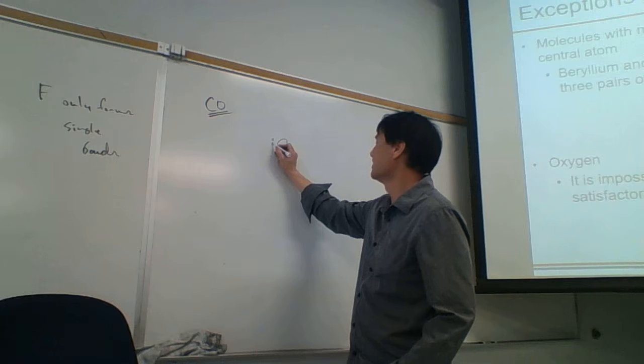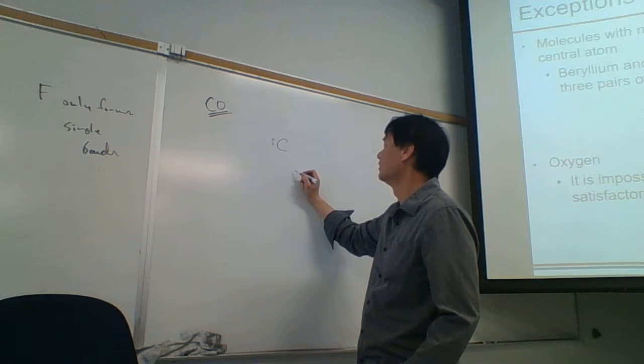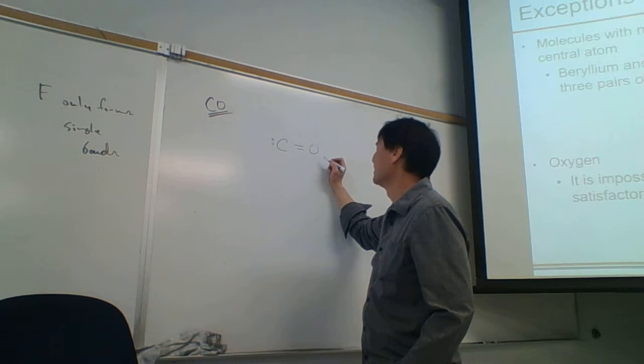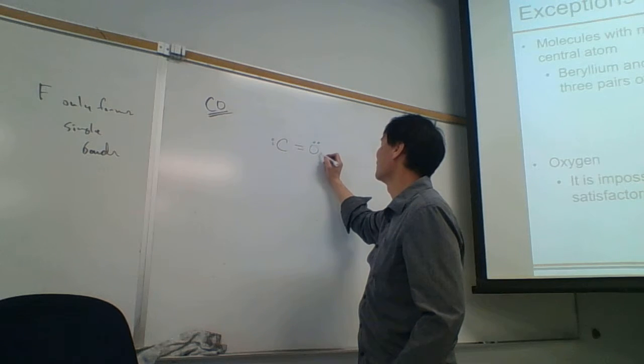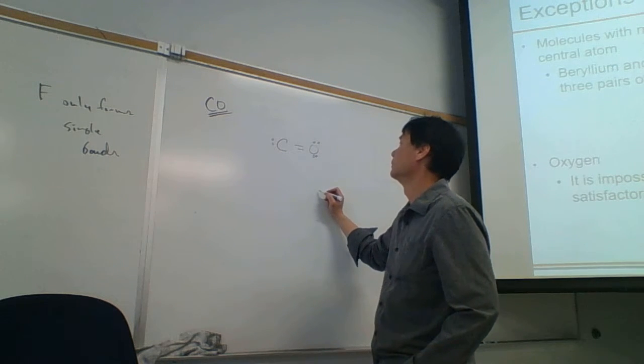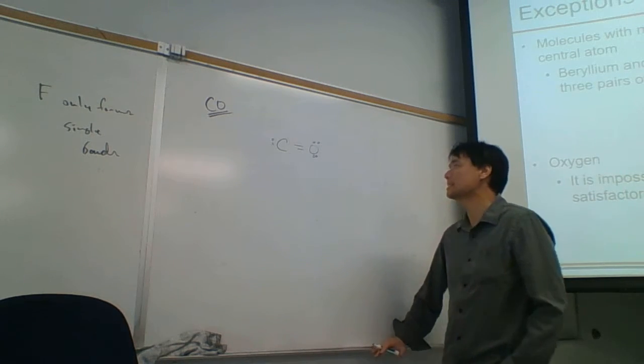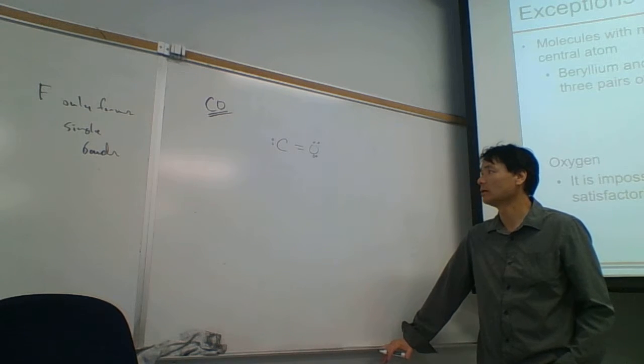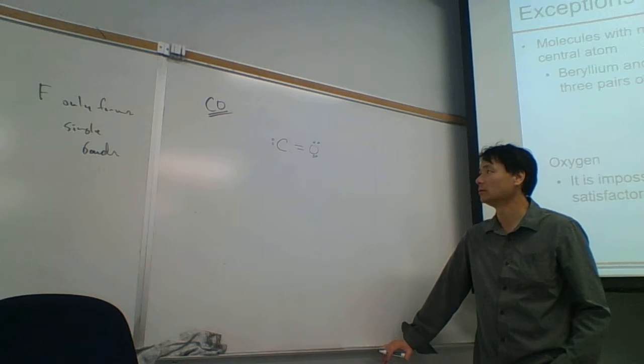Carbon has 2 electrons? Yeah, it has a double bond with oxygen. Double bonded with oxygen? It has 4. And oxygen has 4 electrons? Because then the formal charge would be 0. Okay. That looks good. But then it doesn't make enough sense.